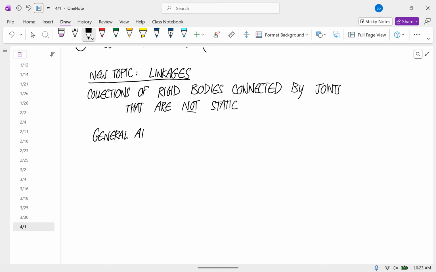Okay, so general approach for linkages. The first step here sounds so easy. I'm listing it as one short step, but it can obviously be pretty time consuming. The first step is to go through the steps of rigid body kinetics for each rigid body in the linkage.